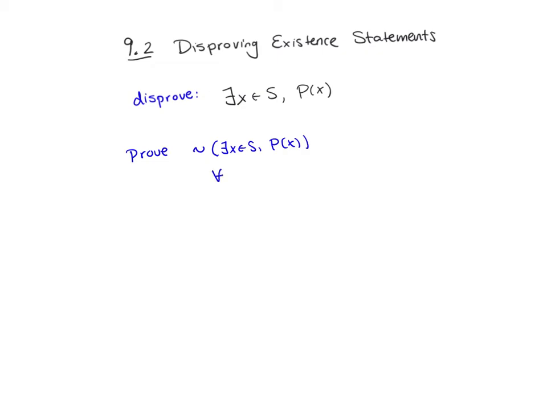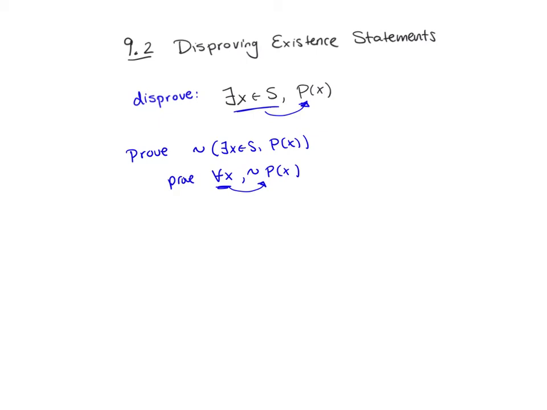Well, it's that for all x, the negation of P of x is true. So if there does not exist an x such that P of x is true, it means for all of the x's, P of x is false. Now I need to prove something of the format for all. So I can't just give a specific example. I need to show it for all x, not just for a specific x.